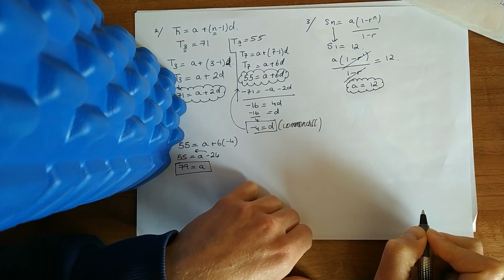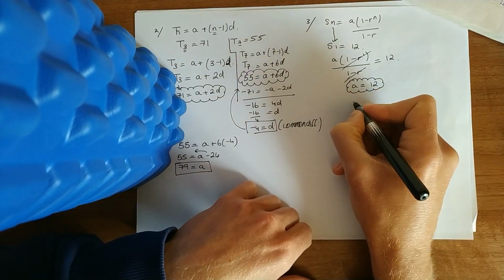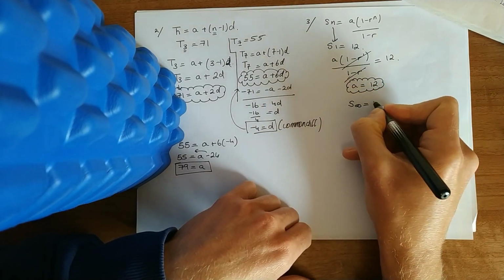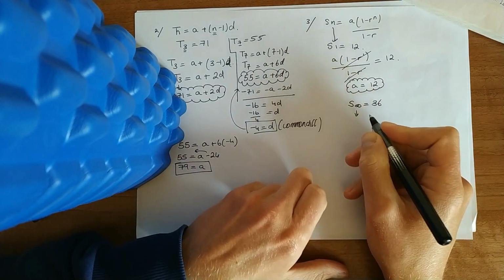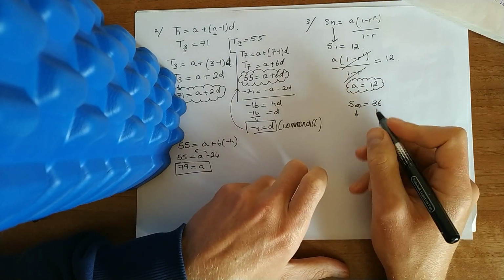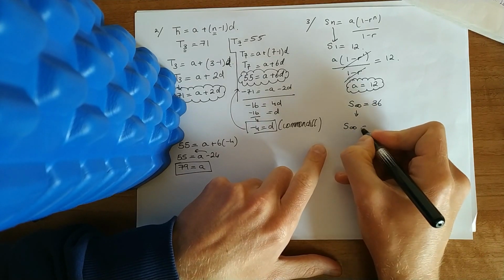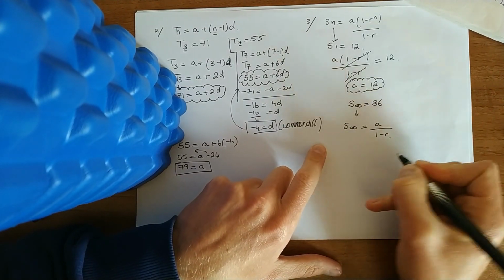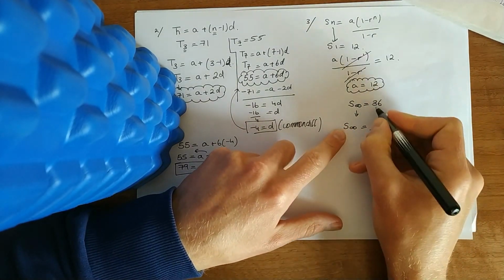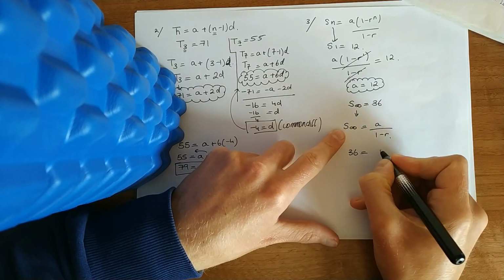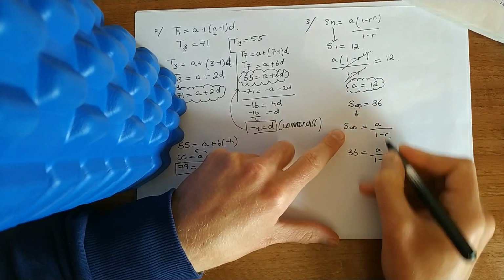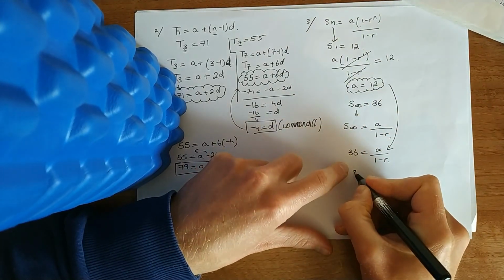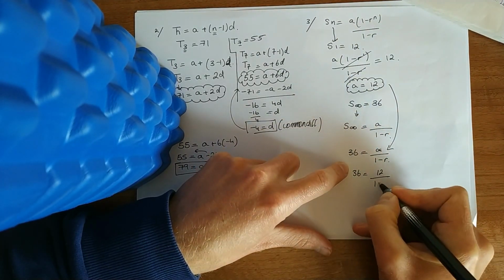And the other one, the sum to infinity is 36. So how do you say that? Sum to infinity is 36. That had a special formula. Your sum to infinity formula is S infinity equals a over 1 minus r. So your sum to infinity is 36, a over 1 minus r. We know a is actually 12. So 36 equal to 12 over 1 minus r.